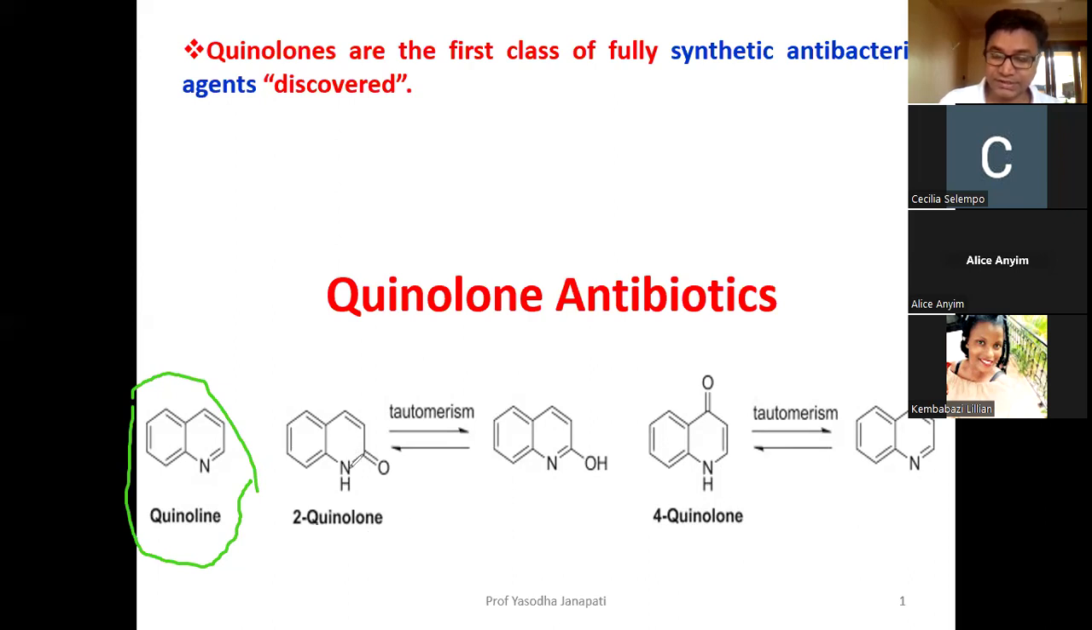Suppose if there is a double bond or a keto group, then it is called quinolones. Which position? Second position. Now the 2-quinolone in the molecule undergoes tautomerism.